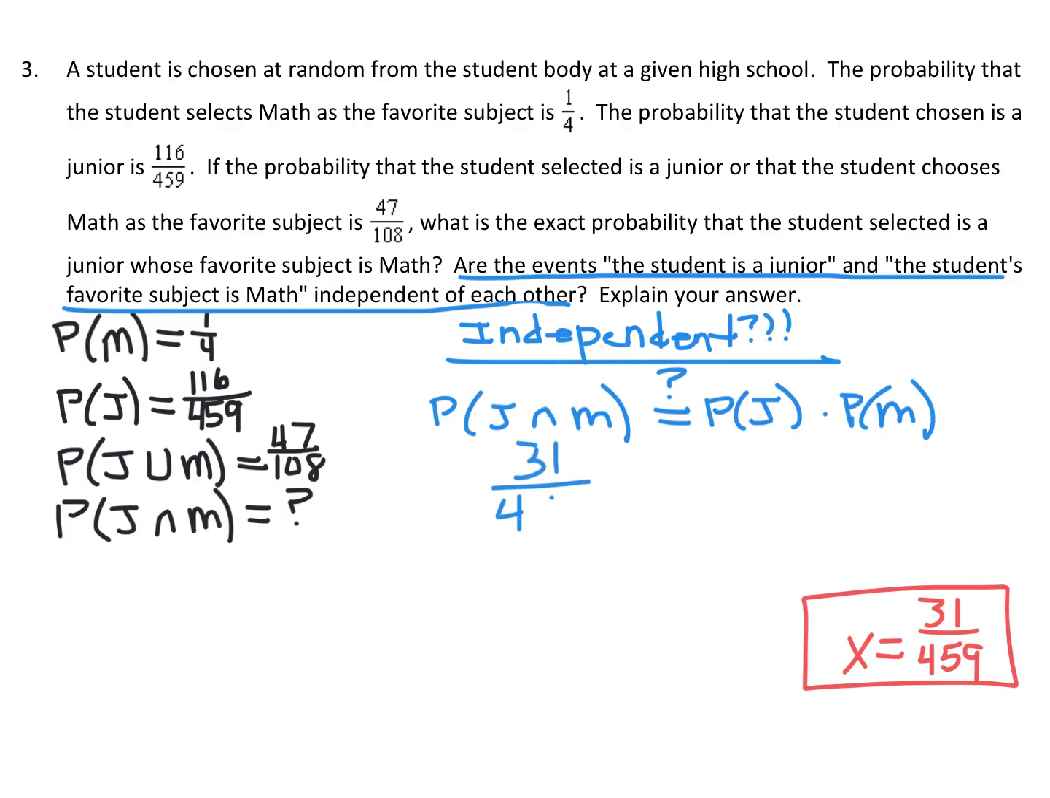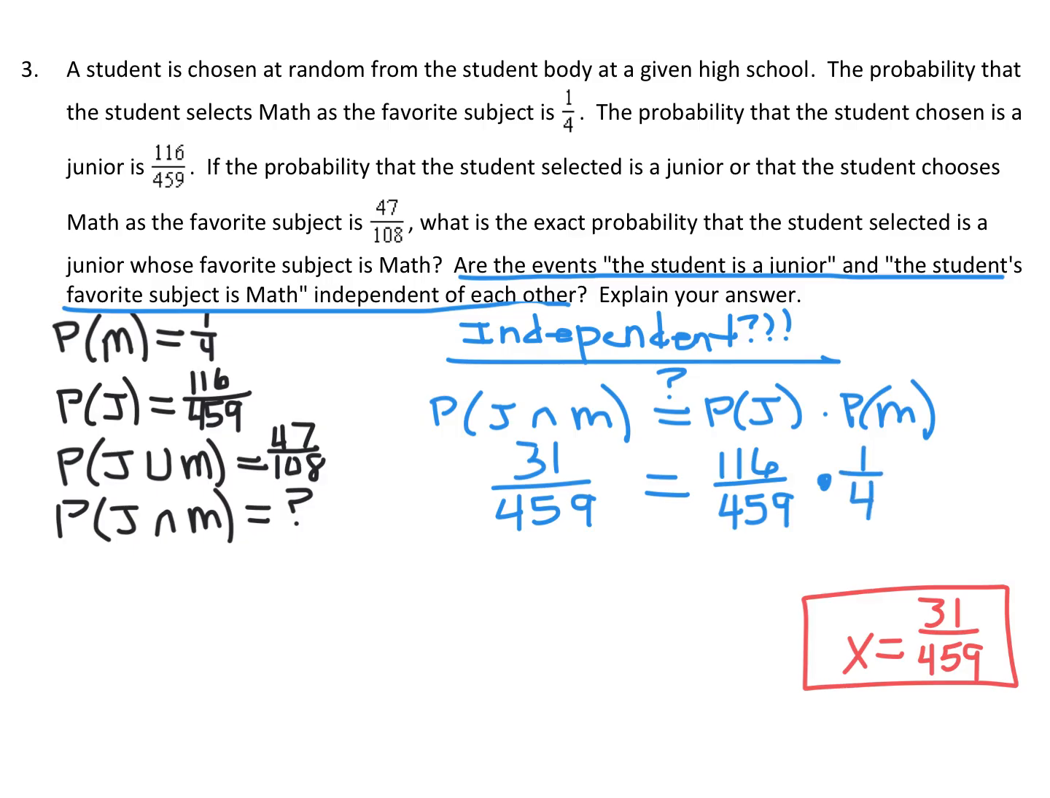We want to know, is that equal to, that's why I have a question mark on top of this, the probability of J, which we know is 116 over 459, times the probability of M, which we know is 1/4.